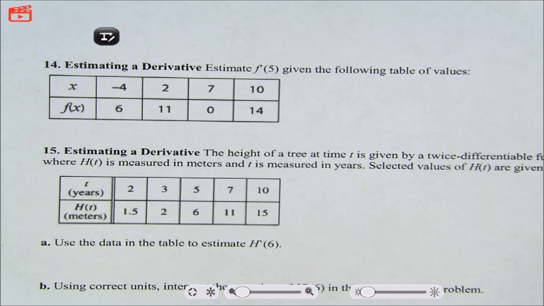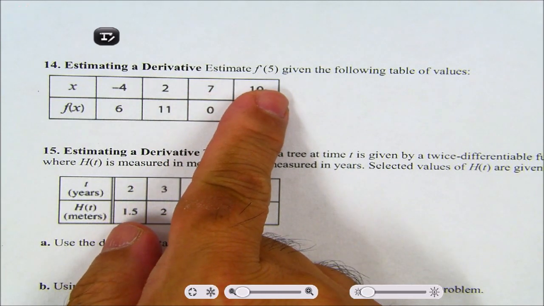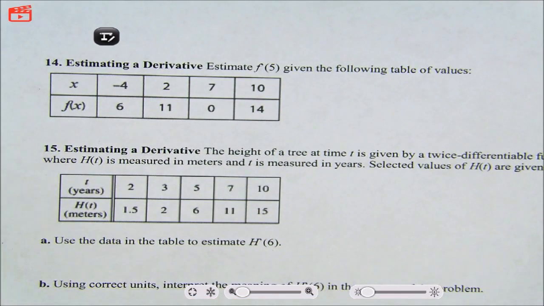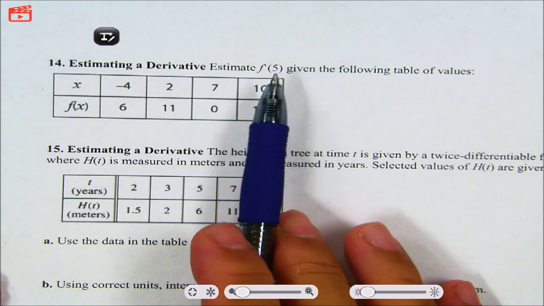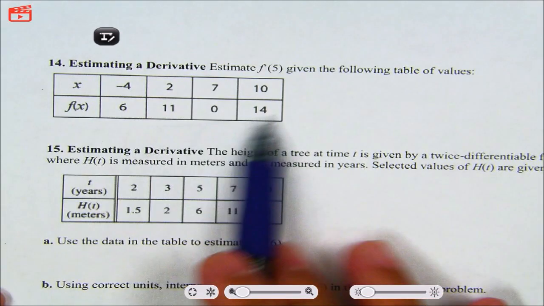Okay, so this is kind of weird. This says estimate the derivative f of 5 given the following table of values. So this is coming out of nowhere. Okay? It's like, what is this related to what we've been doing? But for some reason, AP likes to throw this in there. Okay? So looking at this, how do you estimate the slope at x equals 5 when you're not given a derivative and you're just given a table of values?